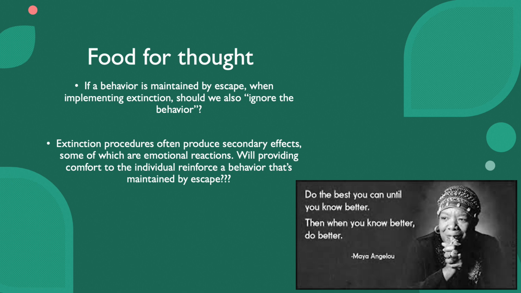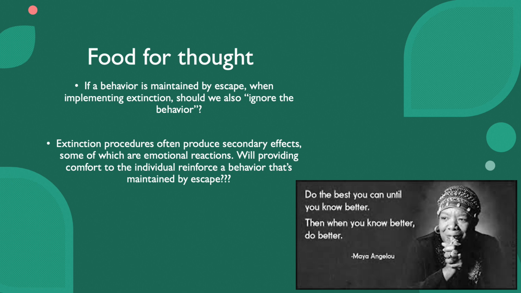That was how extinction was previously applied. Well, my question for you all is, what if you have a behavior that's maintained by escape and you're implementing extinction? Then you're basically implementing escape extinction. What if while you're implementing escape extinction, your learner starts to cry, or they are experiencing emotional reactions, should we just ignore the behavior? Should we ignore the client altogether?